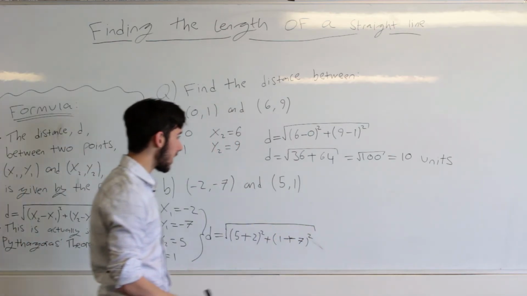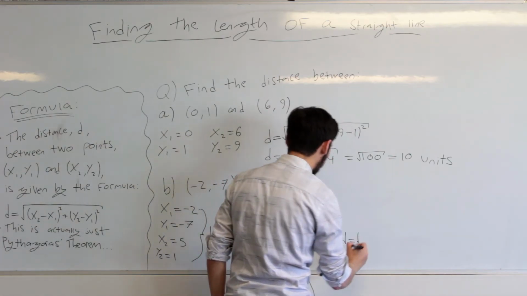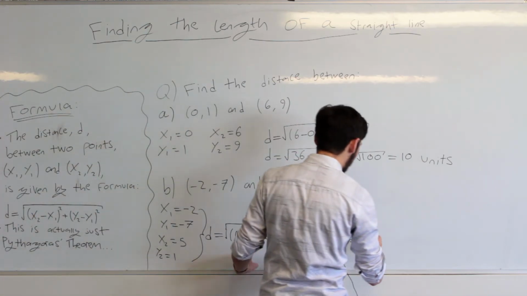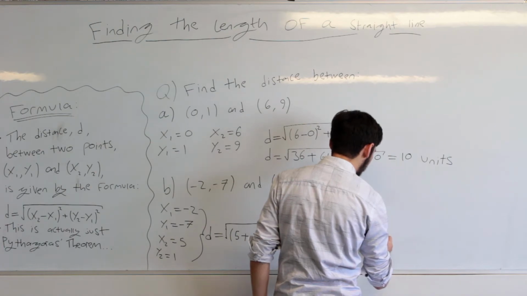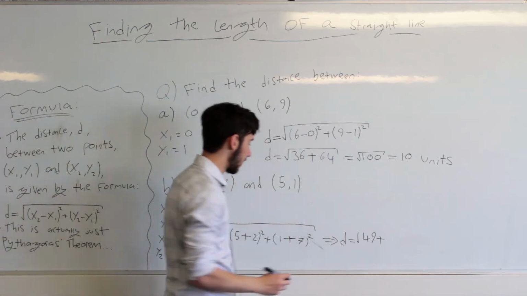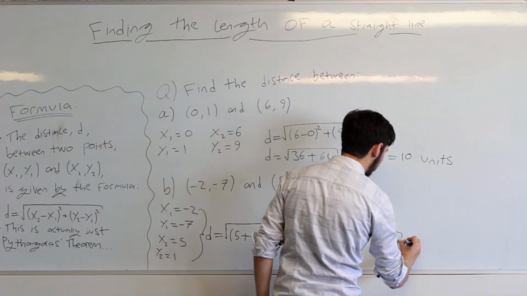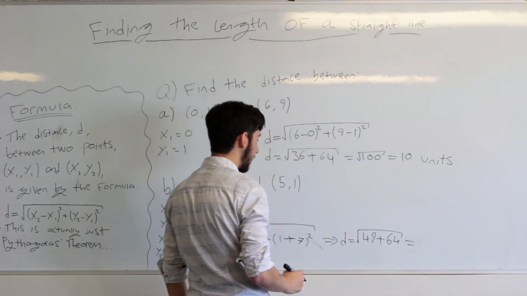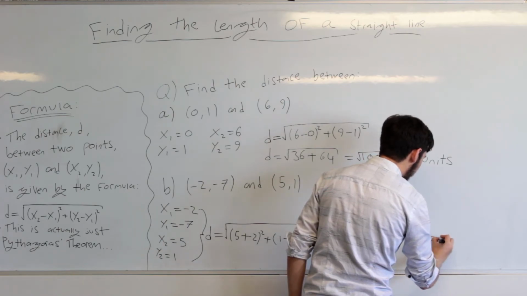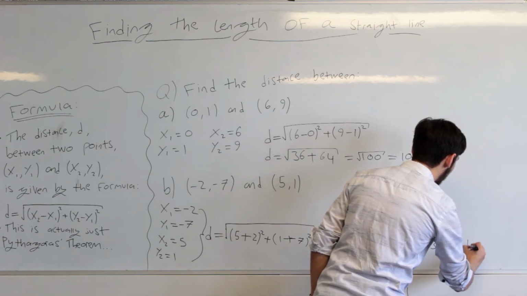Nice. Okay, and then the last few steps: this implies that the distance d is, well, 5 plus 2 is 7, so this is 49 because it's being squared, plus 1 plus 7, which is 8, and 8 squared is 64. 49 plus 64 is 113, so it's the square root of 113, just like that. And of course, we write units on the end as well.